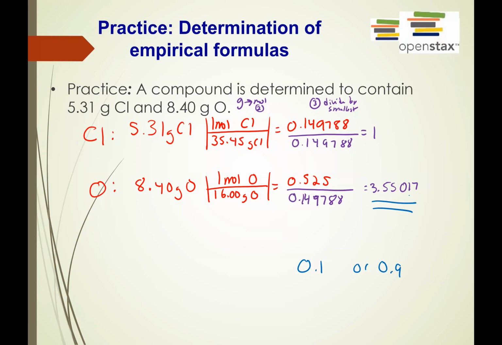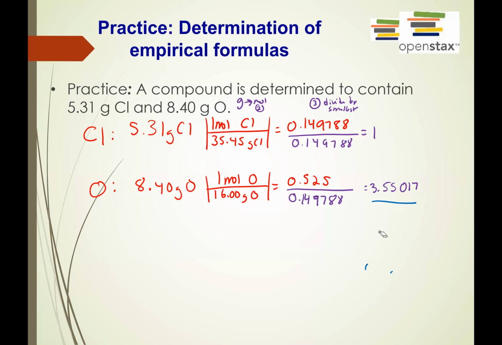So we need to multiply 3.55 times something to get a whole number. And I get questions all the time. People are like, what do I multiply it by? Start with 2. If it doesn't work, go to 3. If that doesn't work, go to 4. If that doesn't work, go to 5. Just keep multiplying. So let's try it.